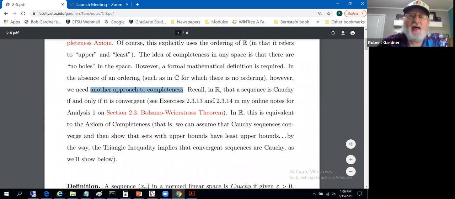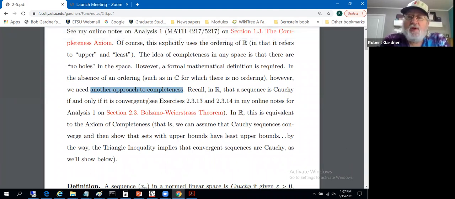inspired by the fact that in the real numbers, a sequence is Cauchy if and only if it's convergent in the real numbers. That's not true in other places. It's not true in the rational numbers. The rational numbers form a field. They form an ordered field, but they don't form a complete ordered field. And I can find a sequence of rational numbers that's Cauchy, but doesn't converge to a rational number because it converges to an irrational number.